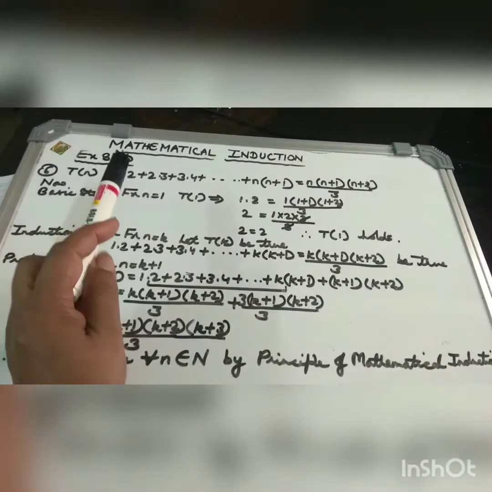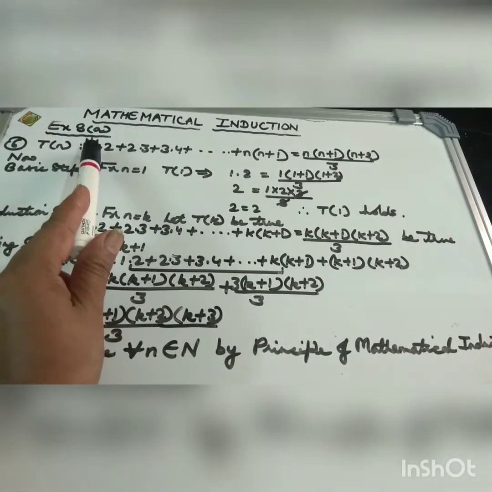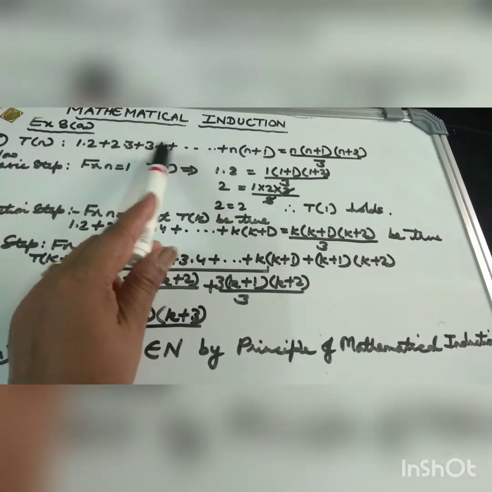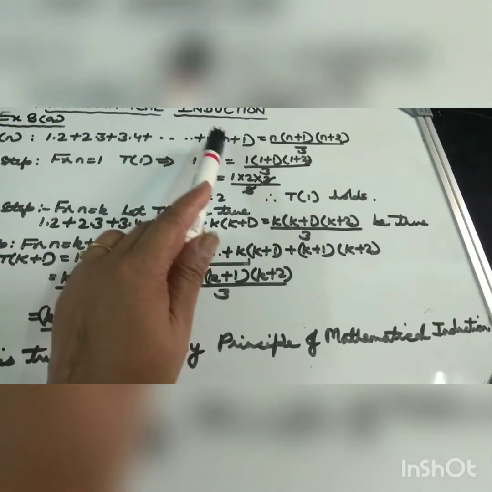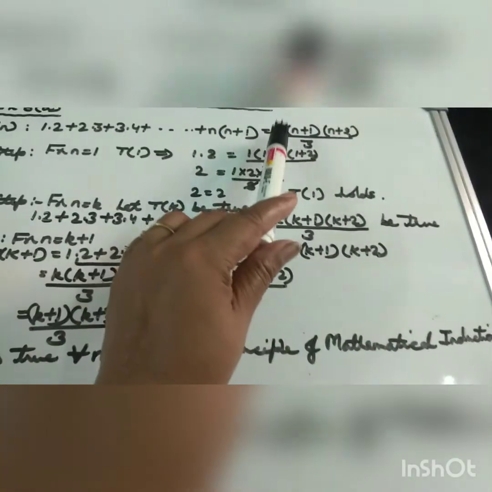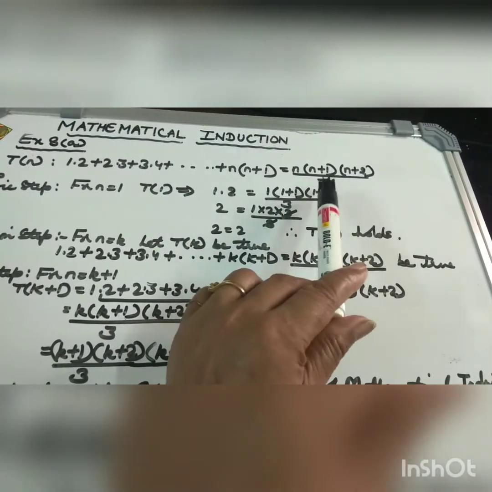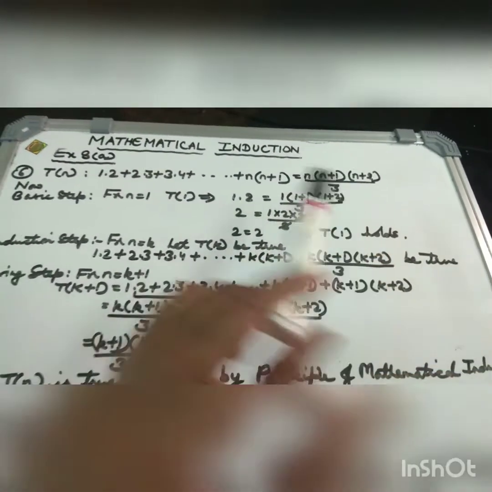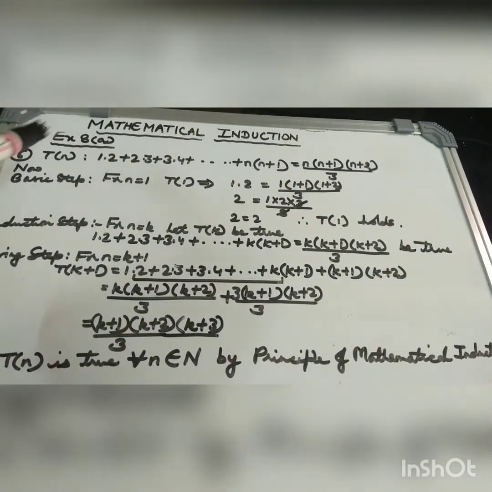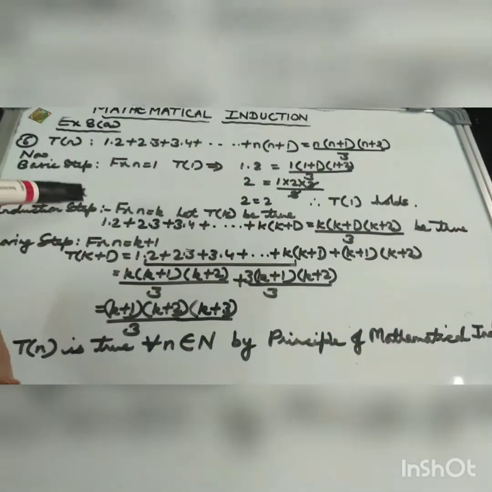It is a different type of series, not a single term but 1.2. That means 1 into 2 plus 2 into 3 plus 3 into 4. This is a special series plus n into n plus 1. They have given the nth term like this, equals n into n plus 1 into n plus 2 upon 3. This is what the question says. Now you are required to prove this, left hand side equal to right hand side, by the induction method.